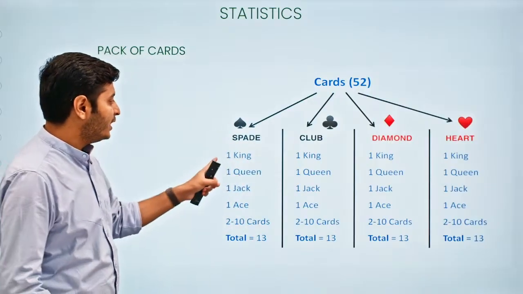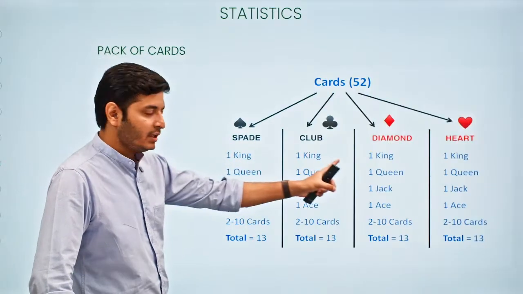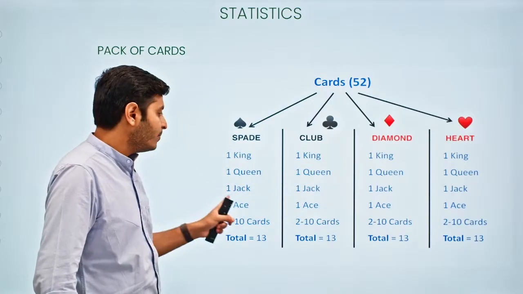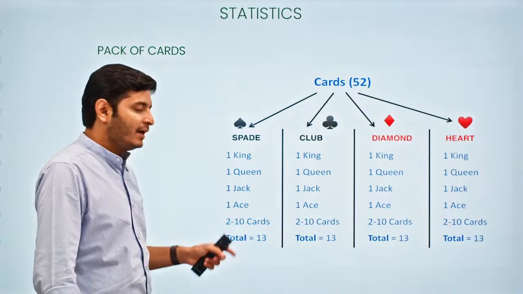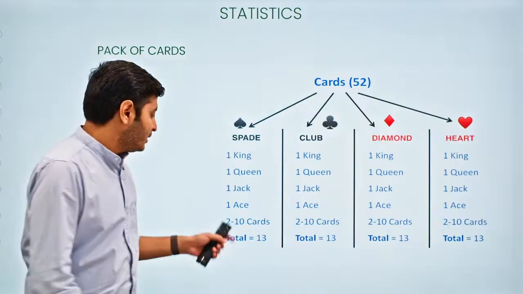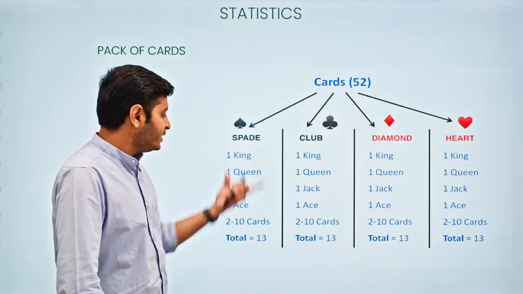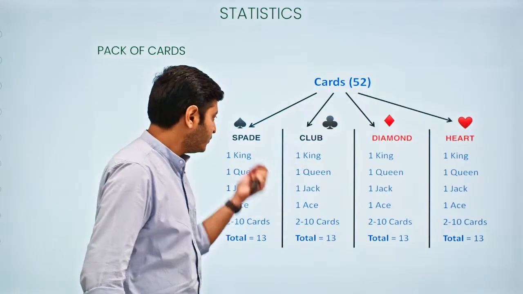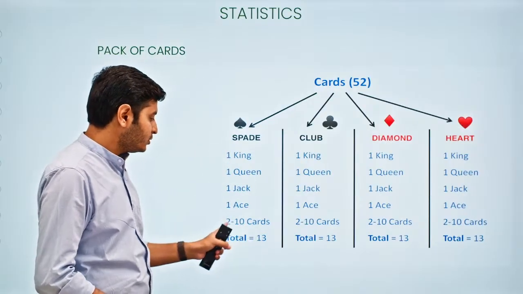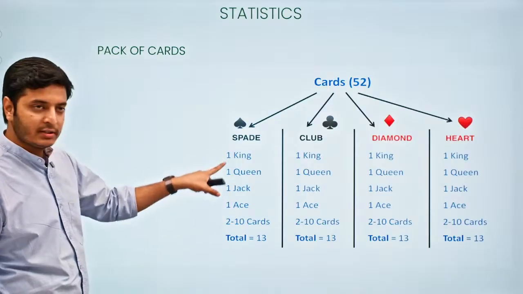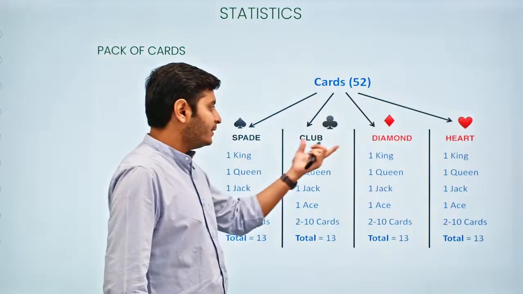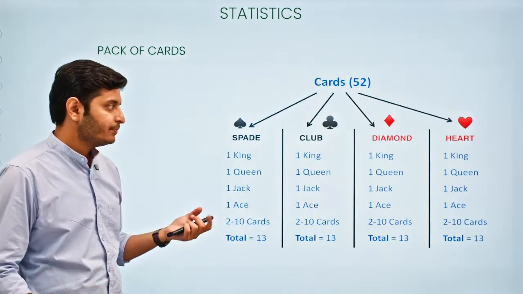Inside these, we are having one king for each type of card, one queen of each type, one jack, one ace, and then we are having numbered cards from 2 to 10. The total number of cards of each type, for spade it is 13, because 2 to 10 is 9, and 4 of these, so 9 plus 4, 13.